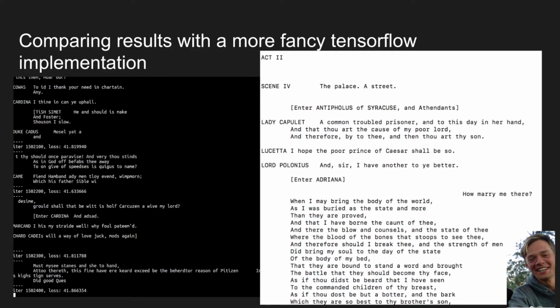So on the right, the model has mostly words that are valid English words. It correctly capitalizes the names of the persons on the stage, and it even has stage directions in brackets.